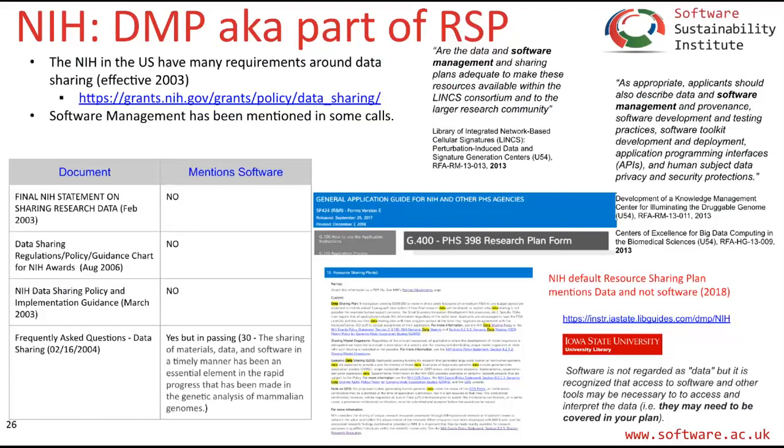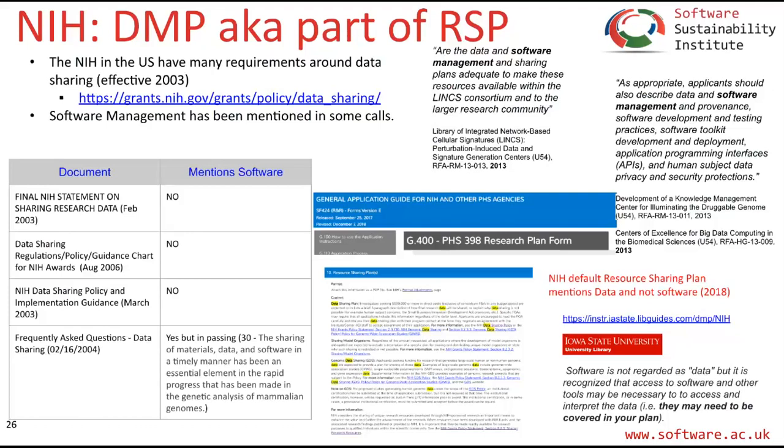If you look at the documents from 2003 and some from 2004 and 2006, they don't really mention software directly. Some are mentioned in passing, for example, in the frequently asked questions here. Sharing of material, data, and software in a timely manner has been an essential element in the rapid progress that has been made in the genetics of 1 million genomes.